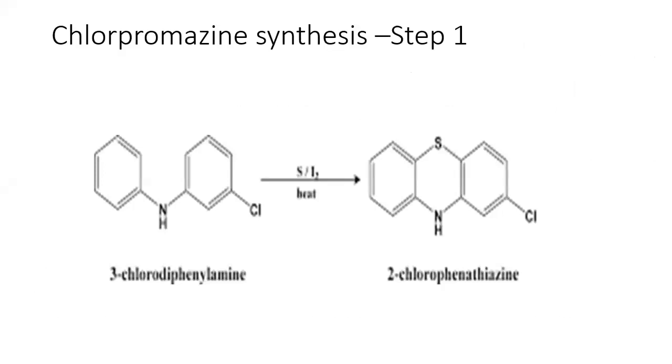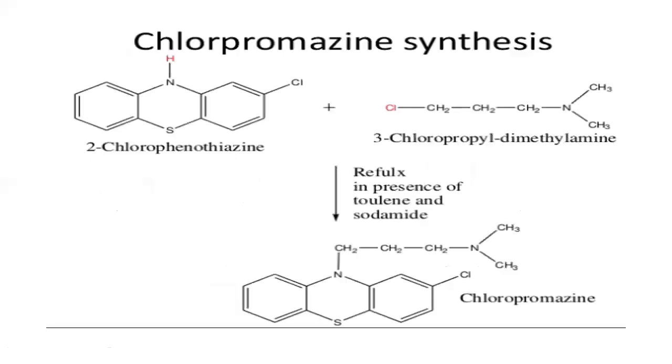So the first step is synthesis of 2-chlorophenothiazine. So here we are taking 3-chlorodiphenylamine. Okay, so this 3-chlorodiphenylamine is being treated with sulfur in the presence of iodine. When this mixture is being heated, it will result in the formation of 2-chlorophenothiazine. Okay, so this is the synthesis of 2-chlorophenothiazine. The second step, this 2-chlorophenothiazine. Okay, so this is the first portion, this is the second portion.